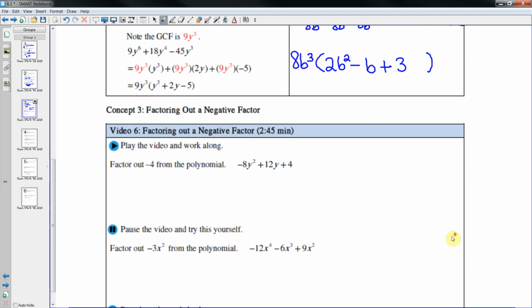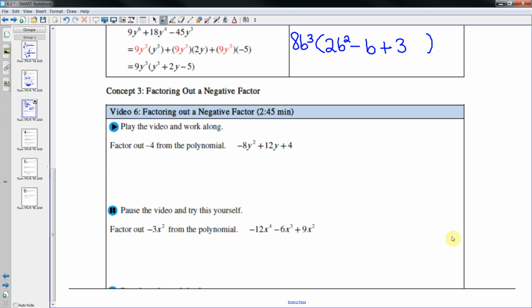Okay, I'm going to work a couple of these negative factor ones. They give us quite a few, but we're not going to encounter them real often, but we're going to go ahead and do it. It says to factor out a -4. Anytime you have a leading term with a negative in it, most of the time you're going to be factoring out that negative with it. So in this case, they want us to take out a -4, because 4 would be the GCF of 8, 12, and 4.